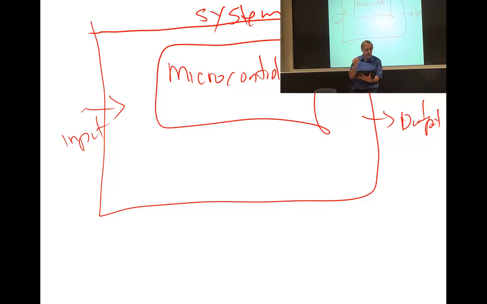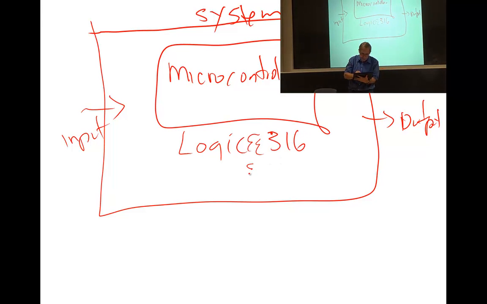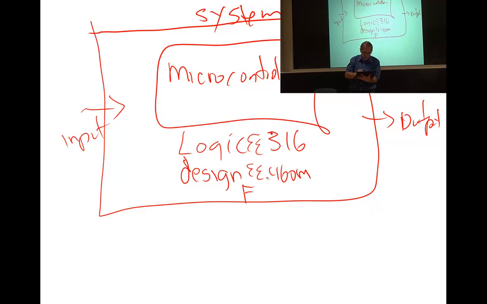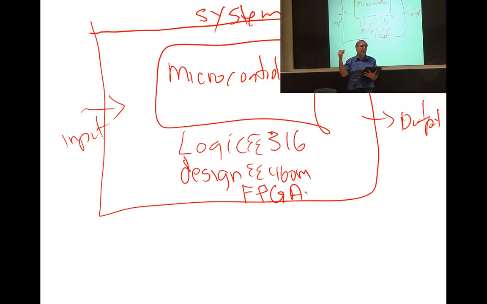Yeah, sure. You could have learned your logic, right? Your 316 and your EE 460M, right? And skip the software altogether, and use something called a field programmable gate array, right? That looks a lot like a microcontroller. It's got inputs, it's got state variables, and it has outputs, and it runs and affects the world, okay?